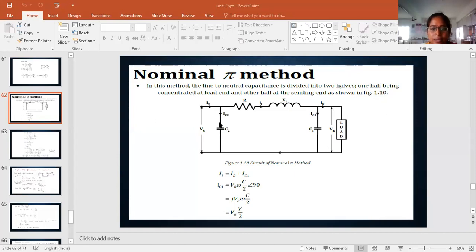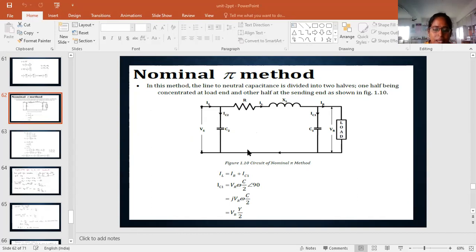The line to neutral capacitance is divided into two halves. This is C by 2 and this one is also C by 2. One half is connected at the load end and one half at the sending end. This connection is the symbolic representation, the pi model representation. For ABCD calculations in the nominal pi method, we can find the current values and voltage values also.